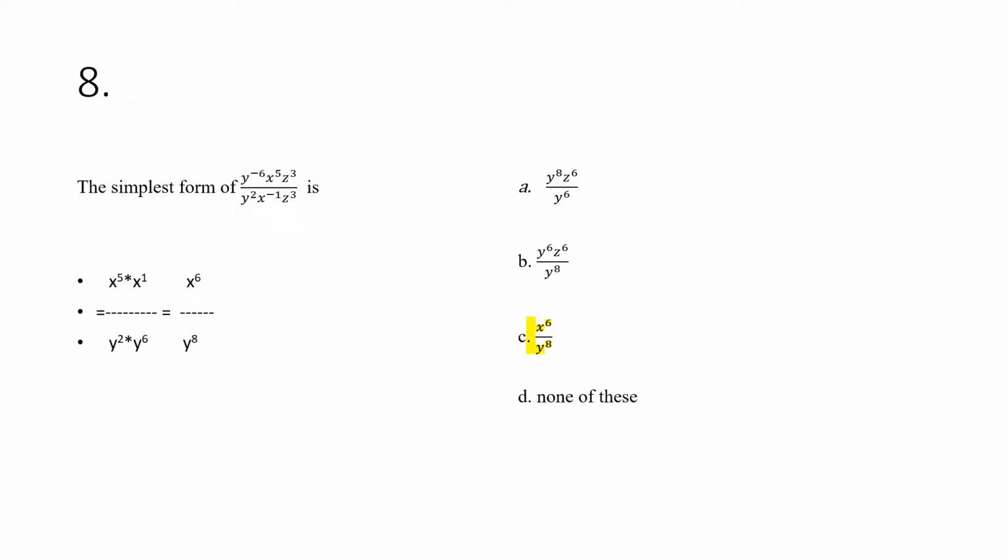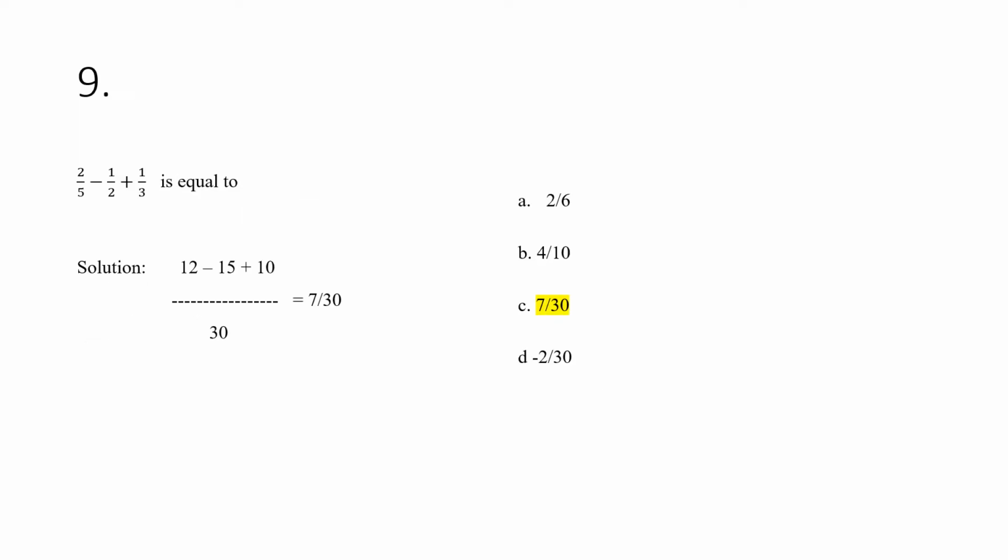Z cubed in the numerator divided by z cubed in the denominator will cancel out, and therefore we have x to the 5th times x to the 1st will give us x to the 6th in the numerator, and y squared times y to the 6th in the denominator gives us y to the 8th, and the final answer will be x to the 6th divided by y to the 8th.